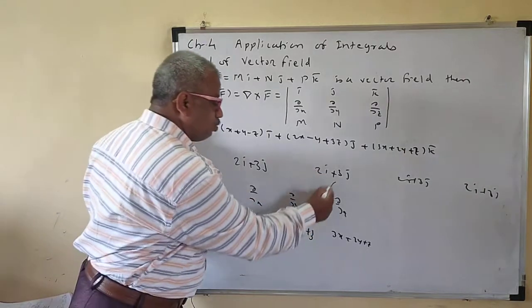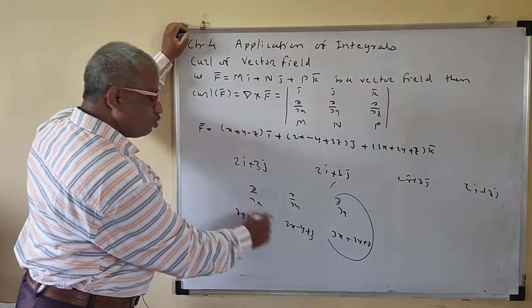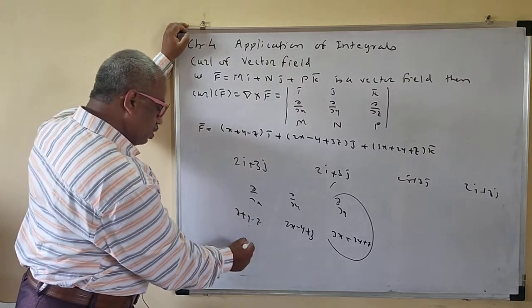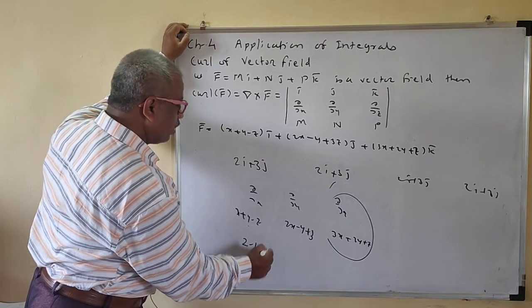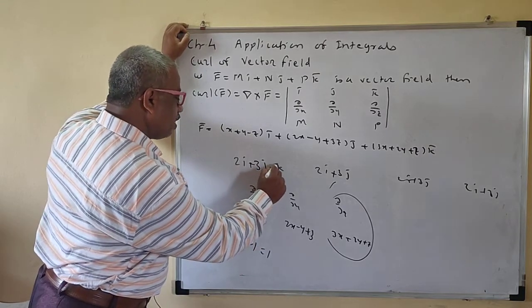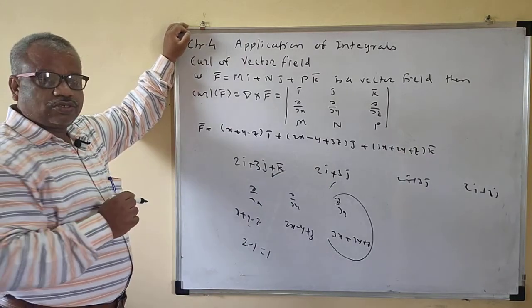For the third component you have to drop this column. Dou by dou x is 2, minus dou by dou y is minus 1, so this is minus 1, and the result is 1. So where is the plus k bar? This is the plus k bar. So your first option is correct.